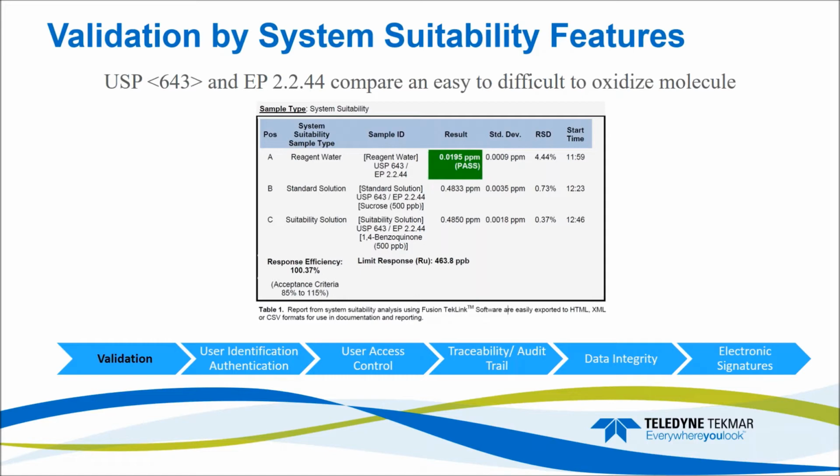With USP 643 and EP 2.2.44, you take two different types of compounds, sucrose and 1,4-benzoquinone, and you ratio them together to make sure they oxidize at the same rate. Sucrose is a very easy to oxidize compound. It's easy to break up those organic carbon bonds and create CO2.